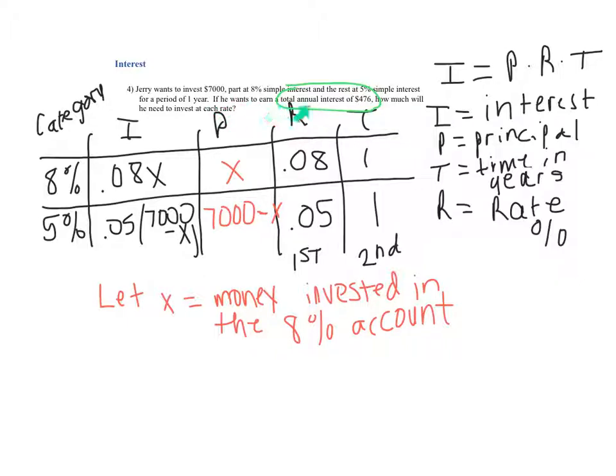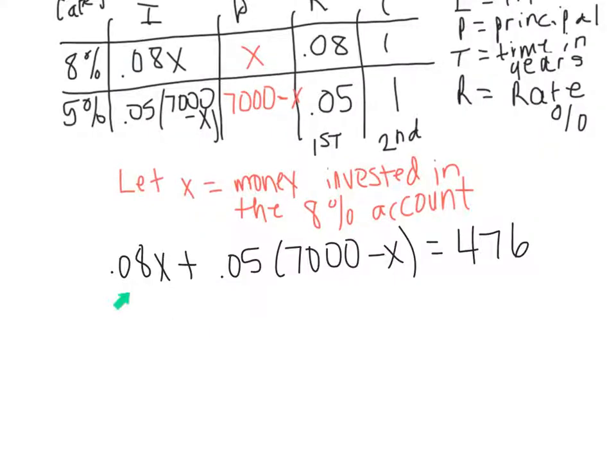So now let's look at this total. If he wants to earn a total annual interest of $476, that means this interest value plus this interest value is going to equal 476. So here's our equation: 0.08x plus 0.05 times this equals 476. And this is a linear equation that we can certainly solve.